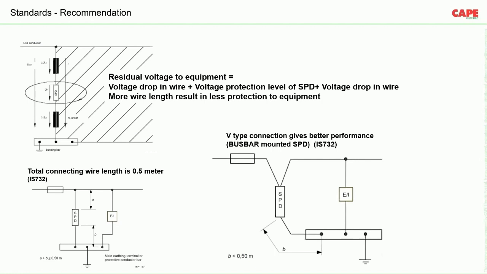There are basically two types of SPD connection. The first one is on the left side. The second one is a bus bar mounted connection, which is on the right side. The same is explained very well in IS 732 as well as NBC 2016. So what we have concluded is that long connecting wires will give lesser protection.